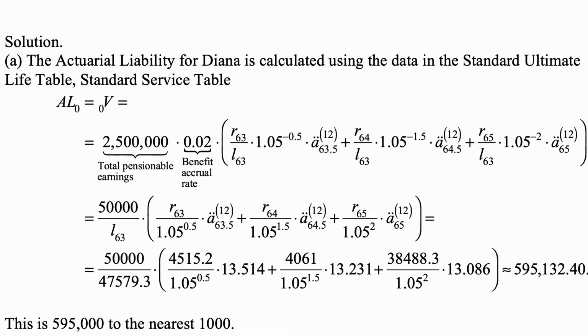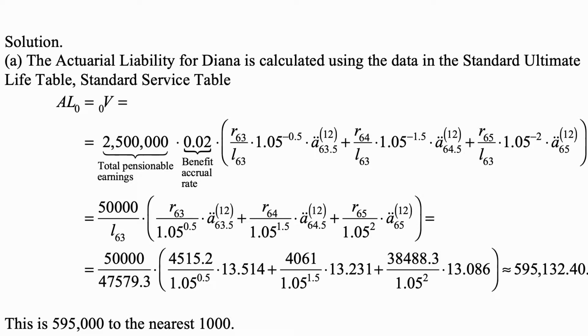So this is R64 divided by L63 times 1.05 to the negative 1.5, because there's 1.5 years between age 63 and 64.5, and then the same for age 65, 2 years after age 63. So R65 over L63 times 1.05 to the negative 2 times A double dot 65 upper 12.